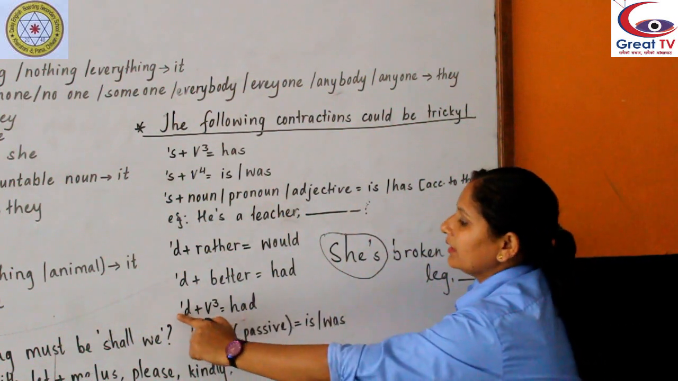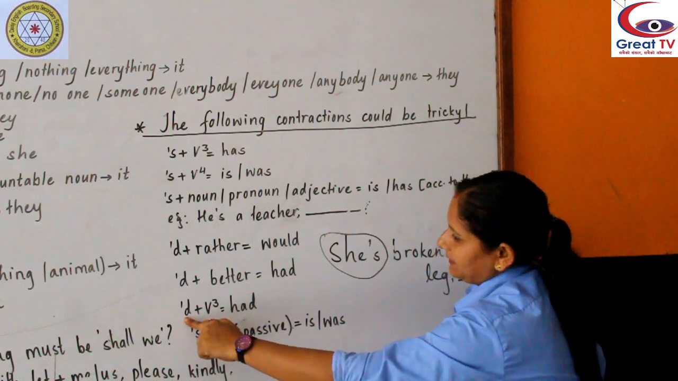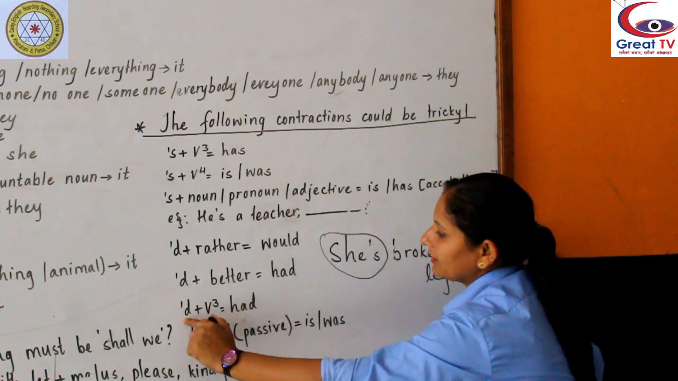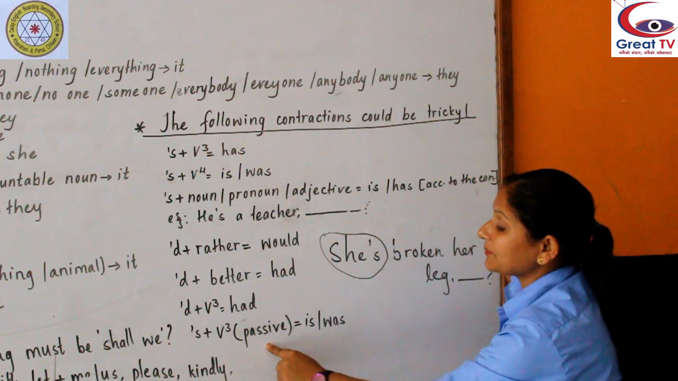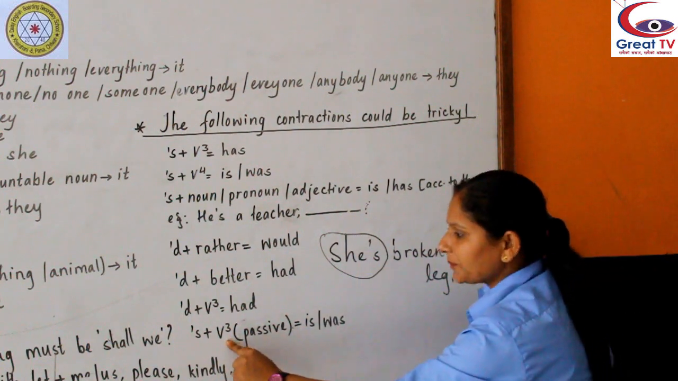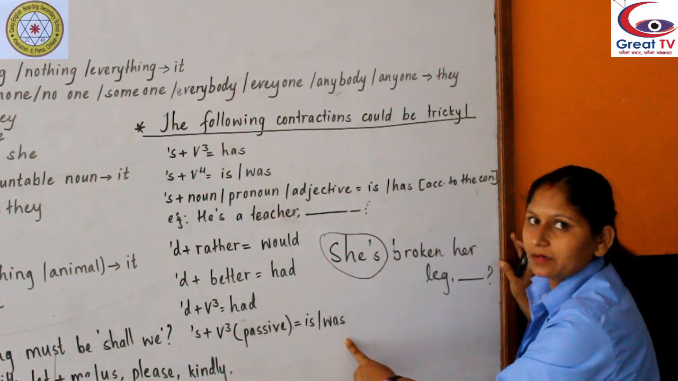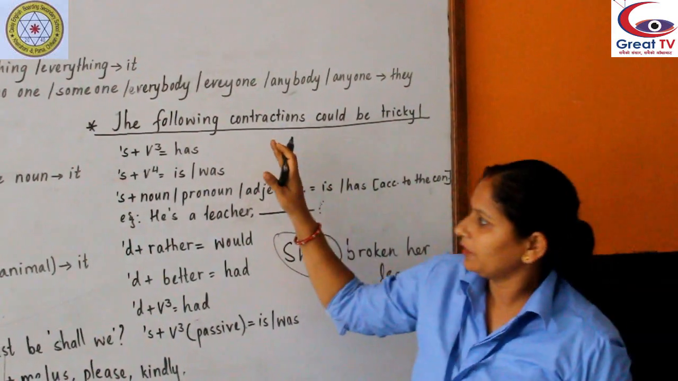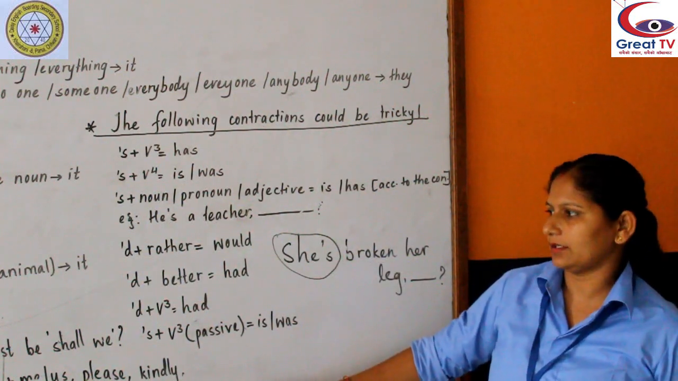Okay? If there is verb 3 after apostrophe d, it is also had. And the last one, apostrophe s plus verb 3, if the sentence is in passive voice. If the sentence is passive and there is verb 3, and before verb 3 there is apostrophe s, it is is or was. Okay? This may be quite confusing for you, but no worries. I will make you more clear about this in our regular school classes also.